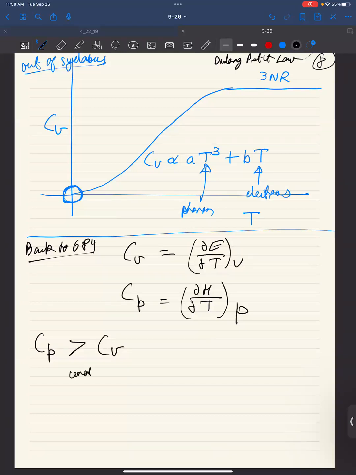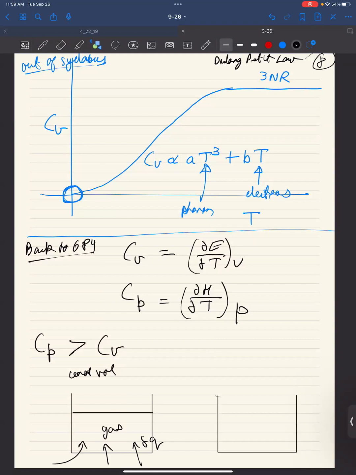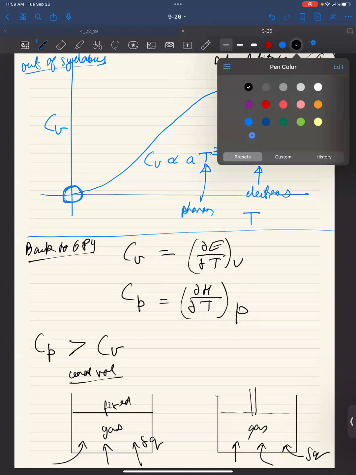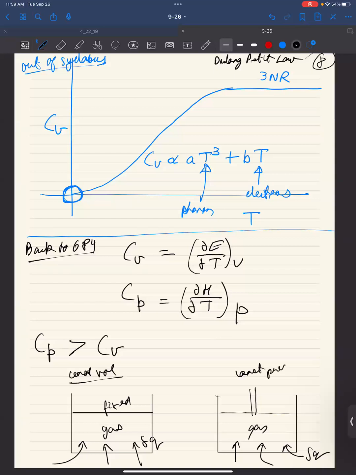So constant volume would look like this: you have a container, with a cover on the container which cannot move, right? So you have some gas and you give some heat to it, delta Q, as opposed to constant pressure, where you are also giving some heat to the system, delta Q, but now it's a piston which can move up or down. Okay. So in constant volume, the piston is fixed. In constant pressure, the piston can move up and down.